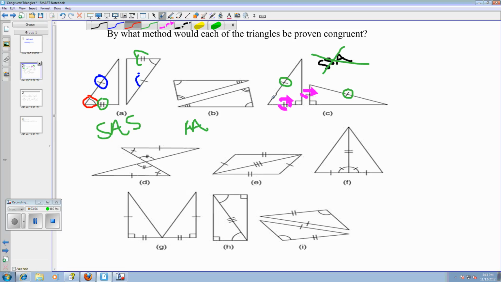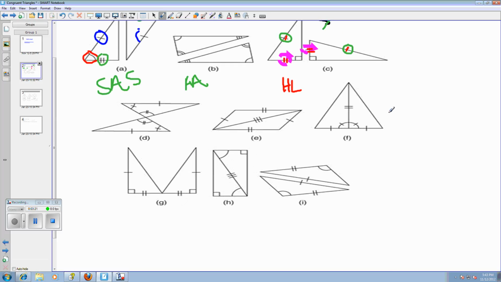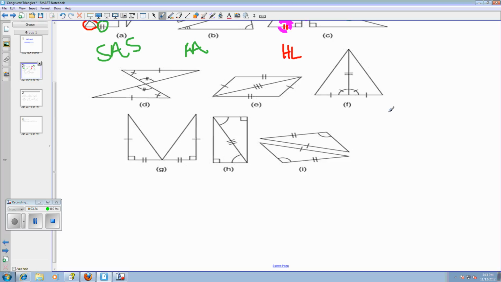In this case, we have this hypotenuse and this hypotenuse that are congruent, and we have this leg is congruent to that leg. So these two triangles are congruent by the hypotenuse leg postulate. Okay. Moving right along into option D, we see that there are several sides and angles labeled as congruent.